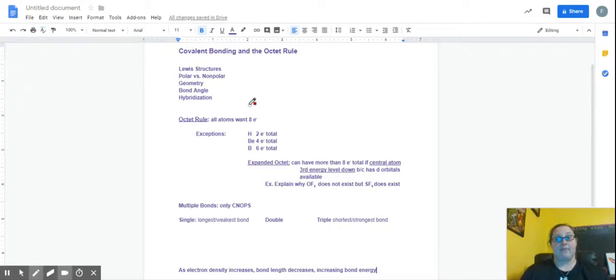One exception is the things that are too small in order to have 8 electrons. Basically, they just can't hold them. They're not big enough. So those are hydrogen, which only needs 2 electrons total, beryllium, which only needs 4 electrons total, and boron, which only needs 6 electrons total. So the reason why they don't need 8 is because, quite frankly, they're not big enough.